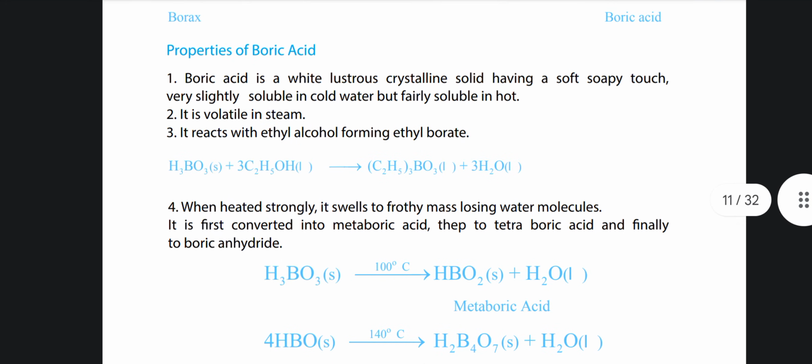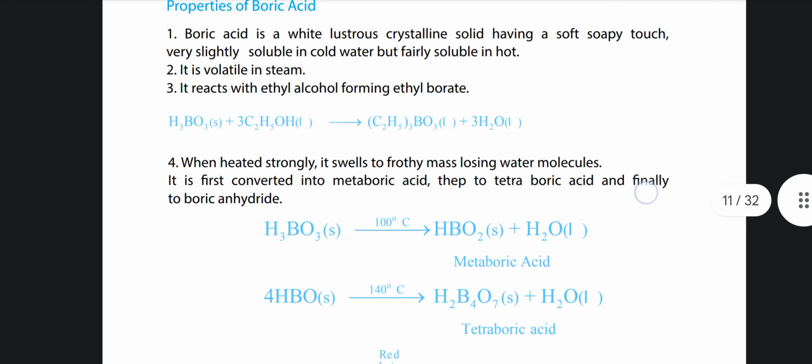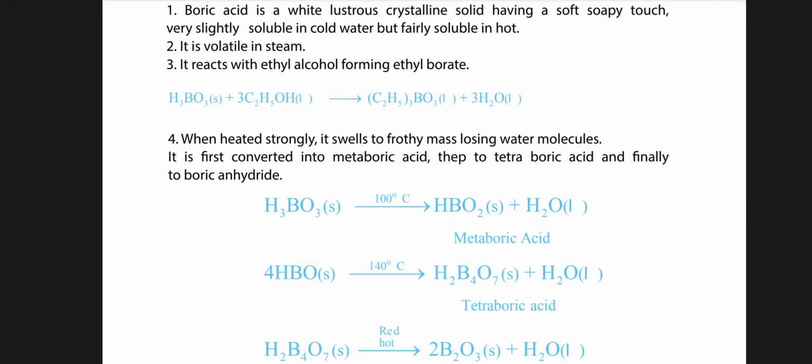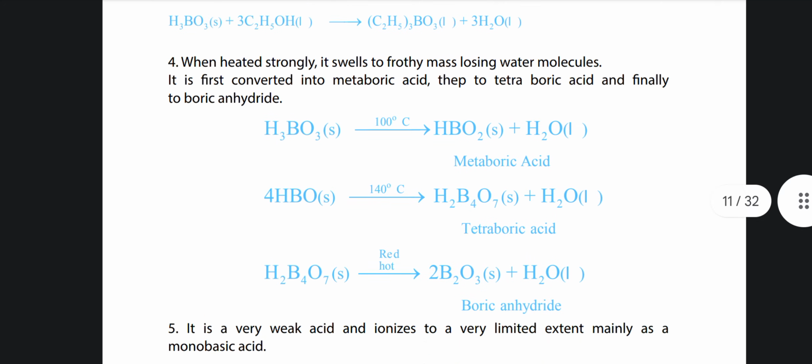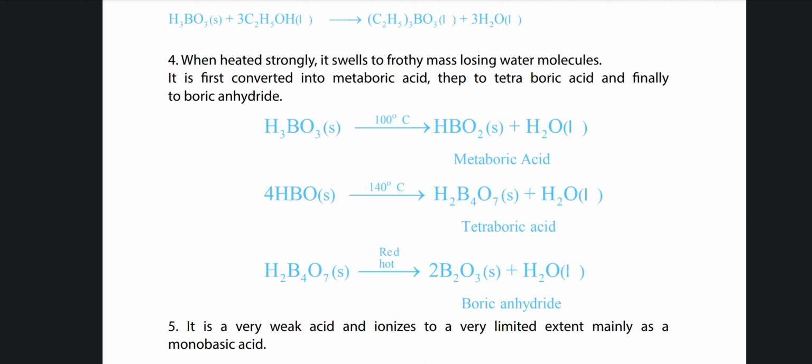The properties of boric acid are: number 1, boric acid is a white, lustrous, crystalline solid having a soft, soapy touch, very slightly soluble in cold water but fairly soluble in hot. Number 2, it is volatile in steam. Number 3, it reacts with ethyl alcohol forming ethyl borate: H3BO3 plus 3C2H5OH gives us (C2H5)3BO3 plus 3H2O.